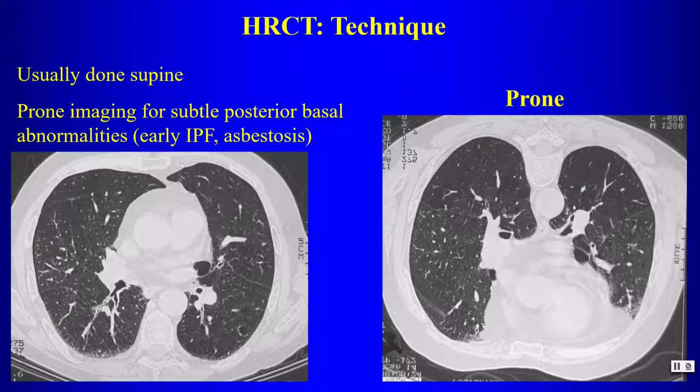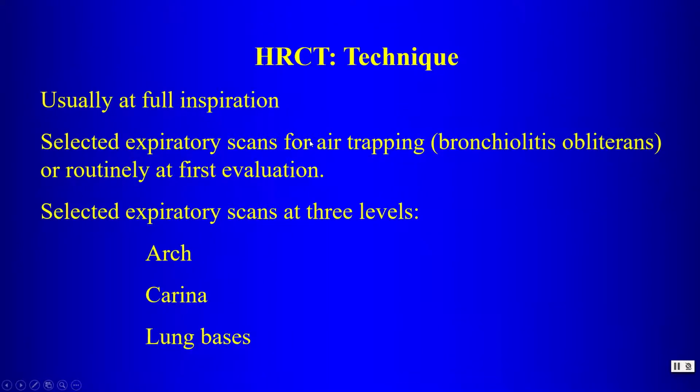Now, CT of the chest is usually done supine, but we may do prone imaging for selected cases if we're looking for subtle posterior basal abnormalities, such as in patients who have early idiopathic pulmonary fibrosis or patients with asbestosis. So prone imaging you might do in those types of patients.